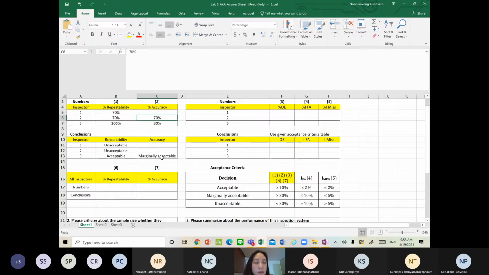Silawat, could you please tell me the conclusion of the percent accuracy of inspector number 2? 70%. What should you say? You will accept this percent accuracy or not? It's acceptable, I think. Be careful about this. The percent accuracy for inspector number 2 is 70%, right? If you take a look at this, 70% is, oh, unacceptable. Yeah, it's less than 80%, right? So it should be unacceptable. Good.